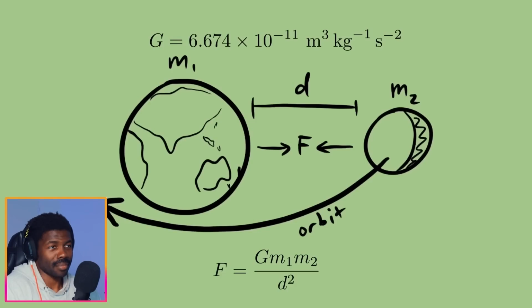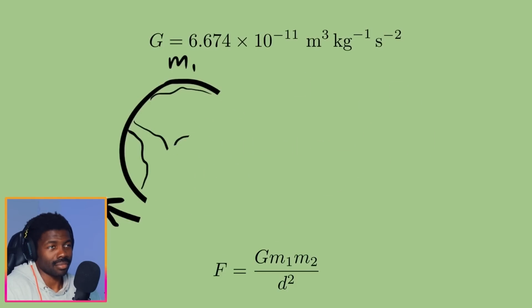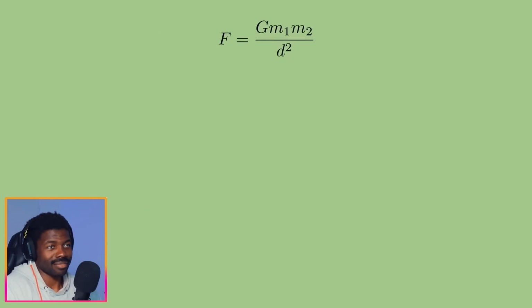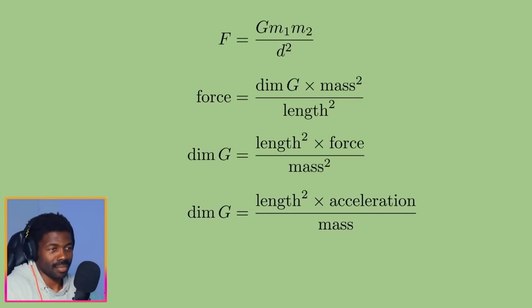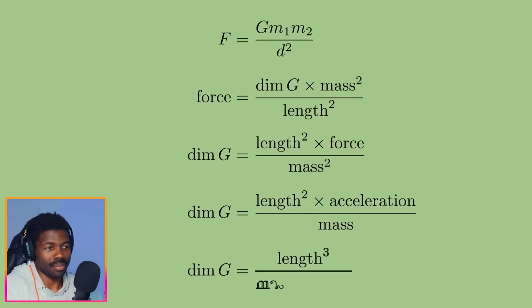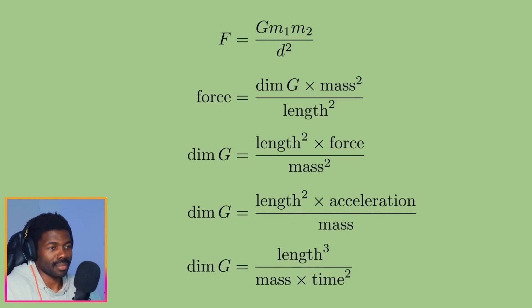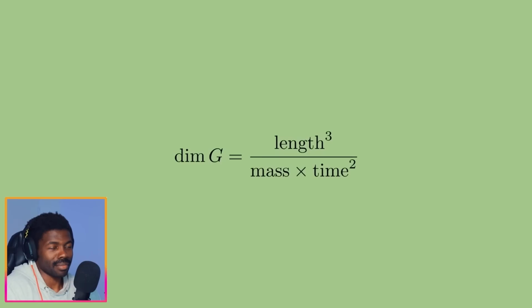But there's a problem. The units in this equation don't match up. We've got force on the left and mass squared over length squared on the right. So let's rearrange things to get this constant G by itself. Now we can see that G is actually in units of force times length squared divided by mass squared. If we then use the fact that force is mass times acceleration, and acceleration is velocity divided by time, and velocity is length divided by time, we get units of length cubed divided by mass divided by time squared.